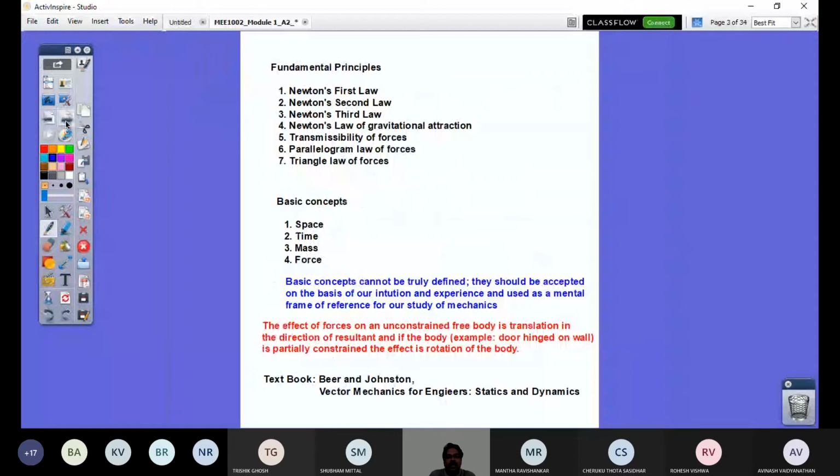And see, these are something I'm listing. I'm not going to elaborate. If you open any standard textbook, you would see first these fundamental principles and then basic concepts. So the fundamental principles are 7: Newton's first law, Newton's second law, Newton's third law, Newton's law of gravitational attraction, transmissibility of forces, parallelogram law of forces, and triangle law of forces.